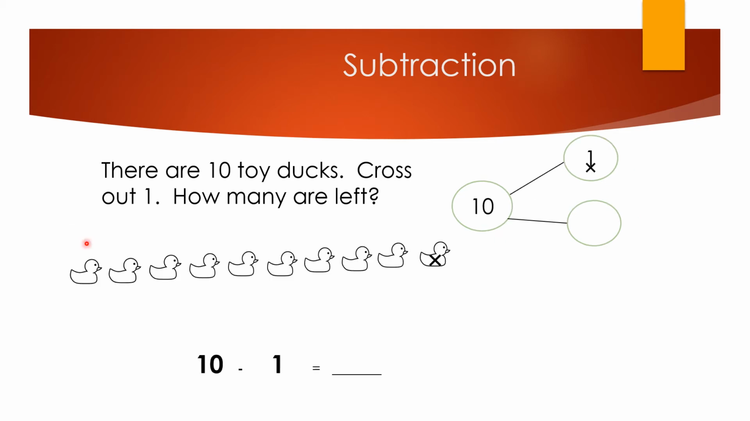Kindergarten, we want to model our thinking with our number bond and our equation for this number story. Once again, there are 10 toy ducks. Cross out 1. How many are left? And our drawing, which, by the way, kindergarten, is this a 5 group of 10? It is not.